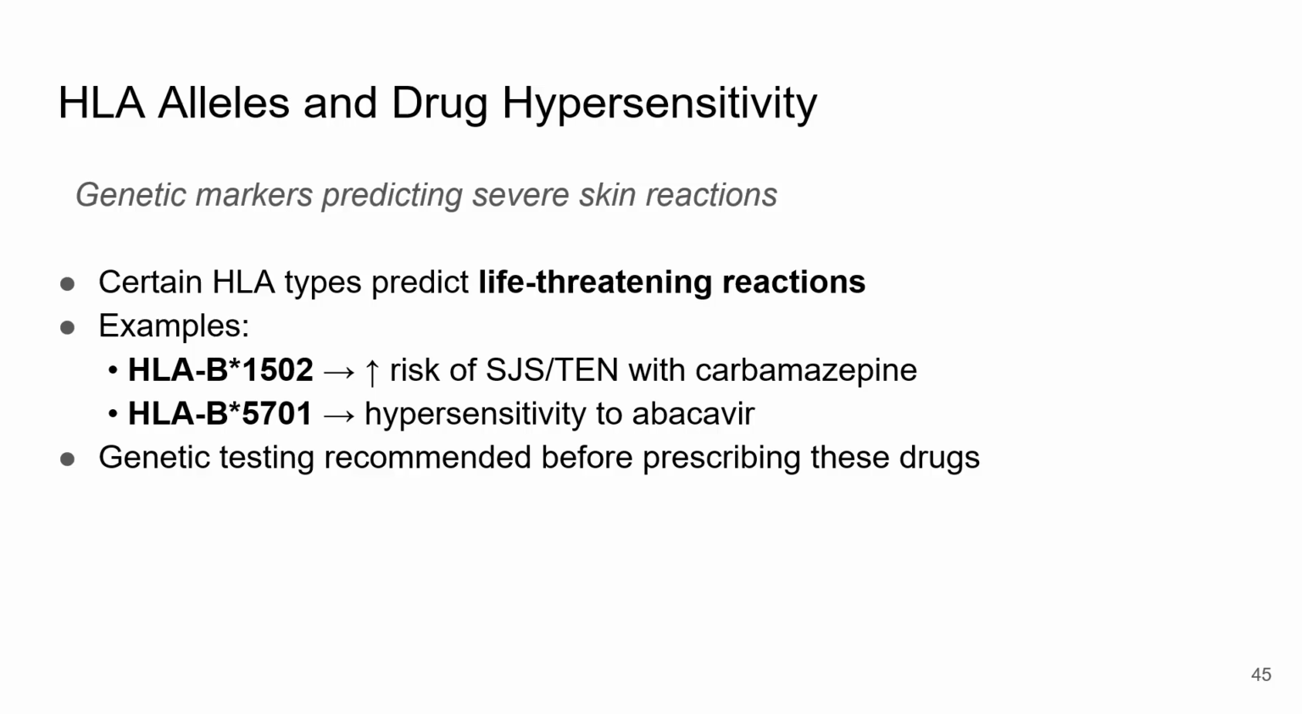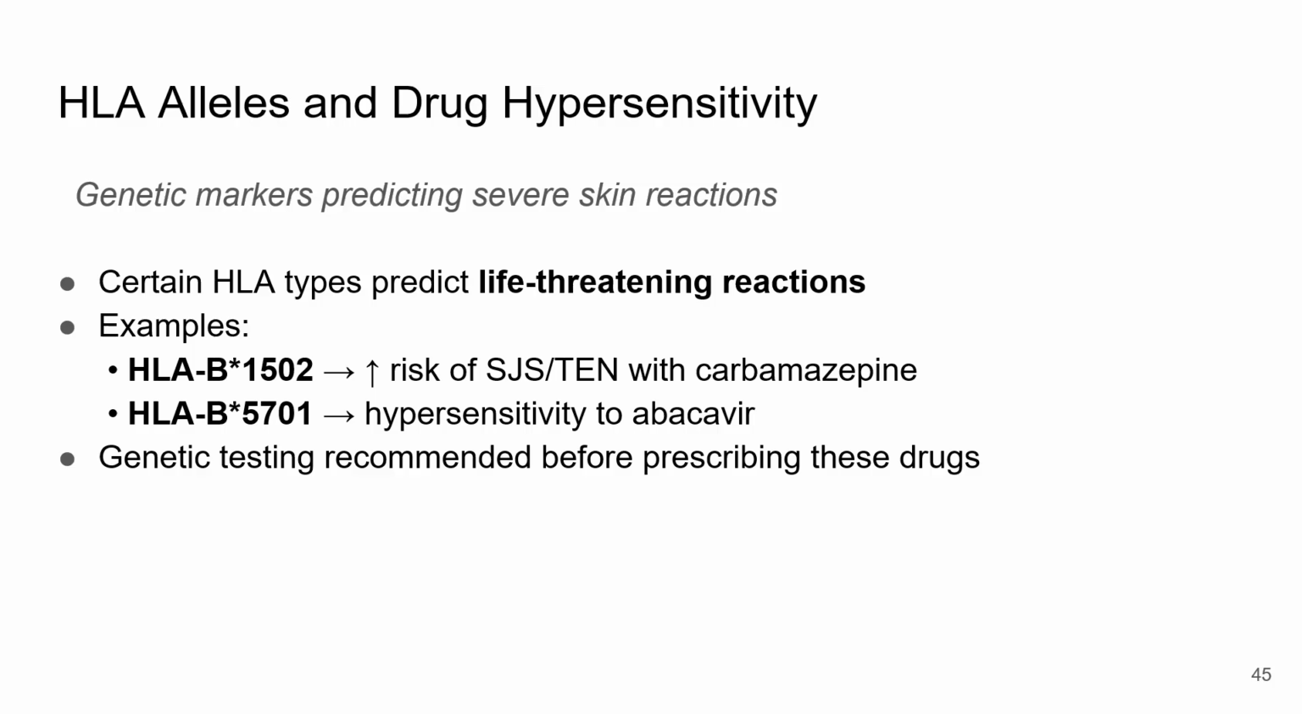One example is HLA-B 1502. Patients with this allele have a significantly increased risk of SJS and TEN when exposed specifically to carbamazepine. And so, of course, if a patient were to test positive for this, they would have to avoid carbamazepine, and that would be documented. Another important example is HLA-B 5701, which is a hypersensitivity to abacavir. That's a hard one to say.